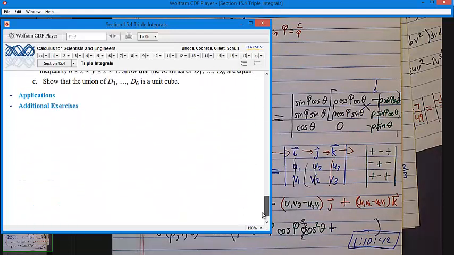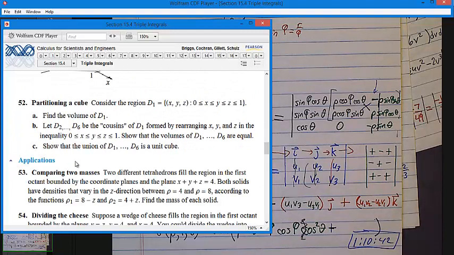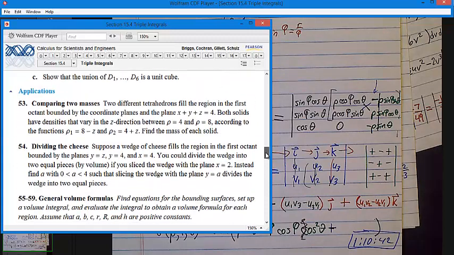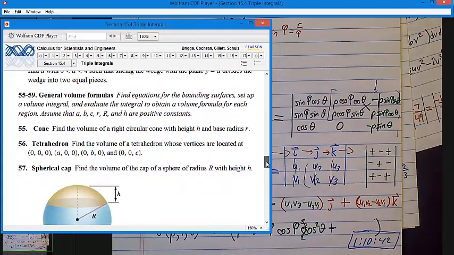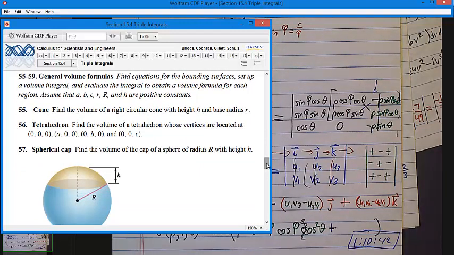All right, 57. Because to compute volume, what do you have to integrate? If you want to use a triple integral to compute volume, what do you integrate, guys? 1. Okay. General volume formula. Find equations for the bounding surfaces, set up a volume integral, and evaluate to obtain a volume formula for each region. Assume that we have a bunch of constants here. So R is constant. H is constant. What a beautiful problem. All right, let's give this a shot.